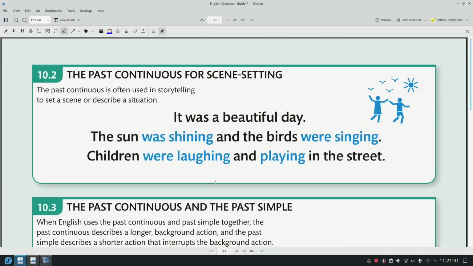The past continuous for scene setting. Very often you want to describe the background, the scene of some kind of action in the past, and for such situations it is great to use the past continuous. Look at this example. It was a beautiful day. The sun was shining, the birds were singing, children were laughing and playing in the street. So, you set the scene for your story, the beginning of your story.